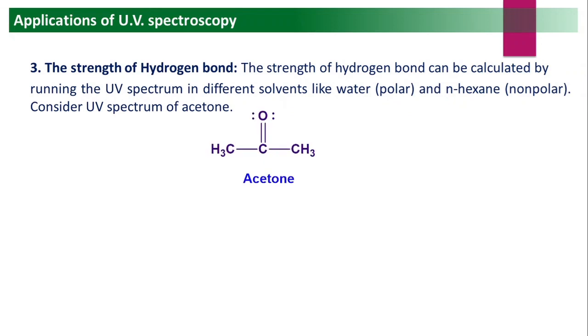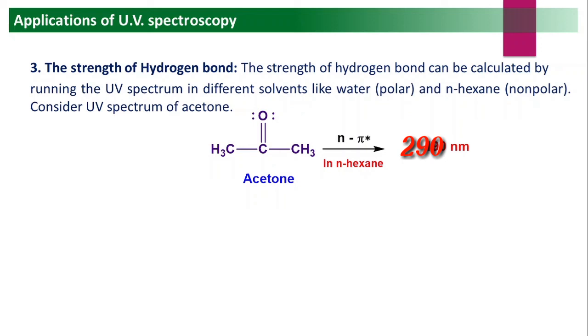For example, consider this UV spectrum of acetone. So this is the acetone molecule. Acetone shows two types of transitions, that is pi to pi star transitions because a pi bond is there, and n to pi star transitions because of the non-bonding unshared electrons on the oxygen. If you take the UV visible spectra in n-hexane, then it absorbs at 190 nanometer because of n to pi star transition.